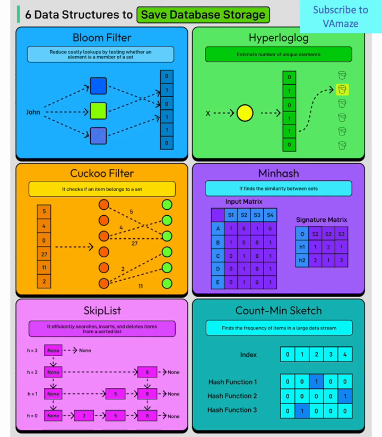Implementation strategy. Start small. Begin with one structure that addresses your biggest storage pain point. Measure impact. Track storage reduction and performance improvement. Combine strategically. These structures often work together, e.g. Bloom filter plus skip list. Monitor accuracy. Understand the trade-offs between storage savings and precision.